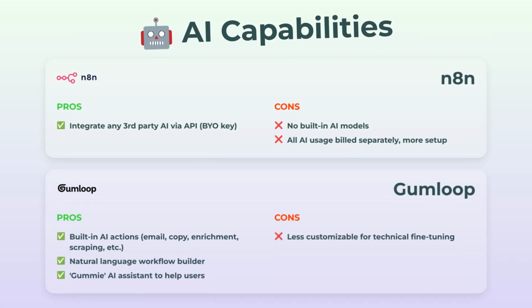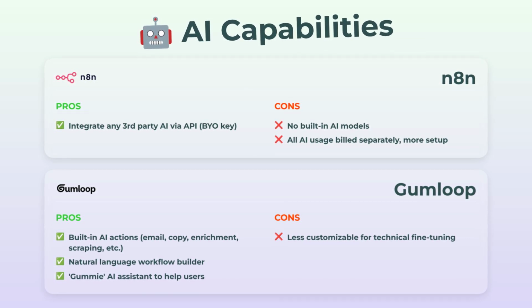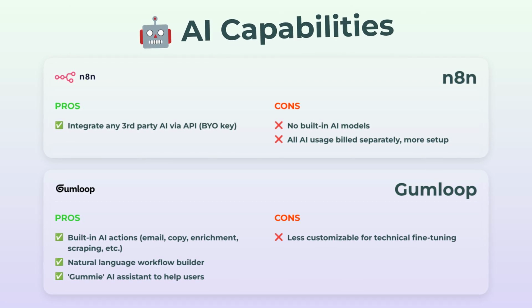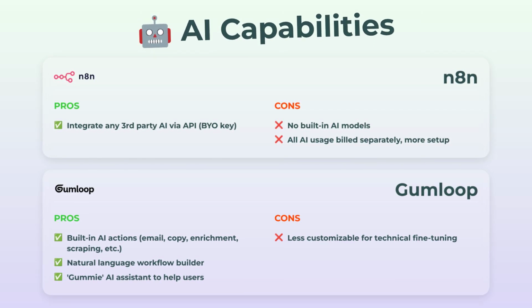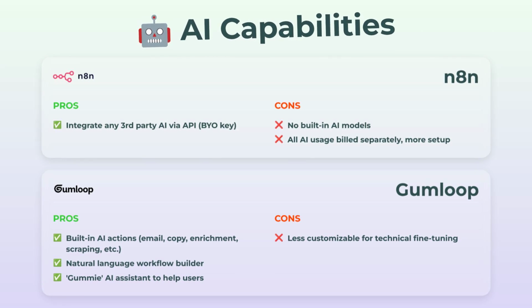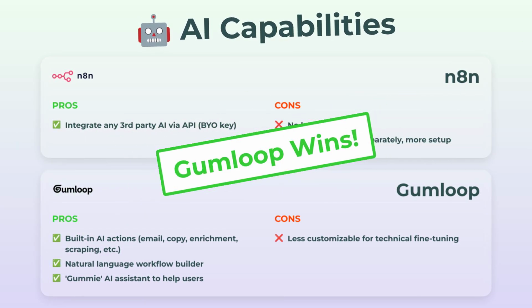Gumloop is like, we got you, with built-in AI actions for things like email, copy, data enrichment, scraping, all that jazz. Plus, the natural language workflow builder is pretty slick, and they've got Gummy, an AI assistant to literally guide you through building automations. Less control maybe, but loads more convenience and speed. So for AI, Gumloop takes this one, no contest.